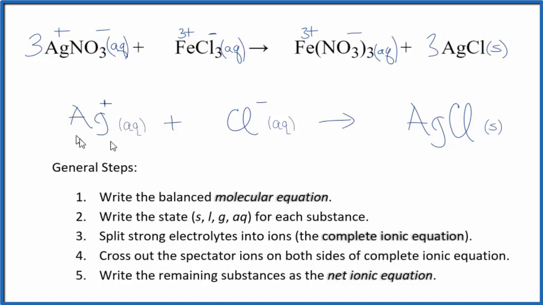You'll also note that we have a positive and a negative, and those balance out. We get a neutral compound. So charge is conserved, and we have silver, silver, chlorine, chlorine, and we also have mass conserved.